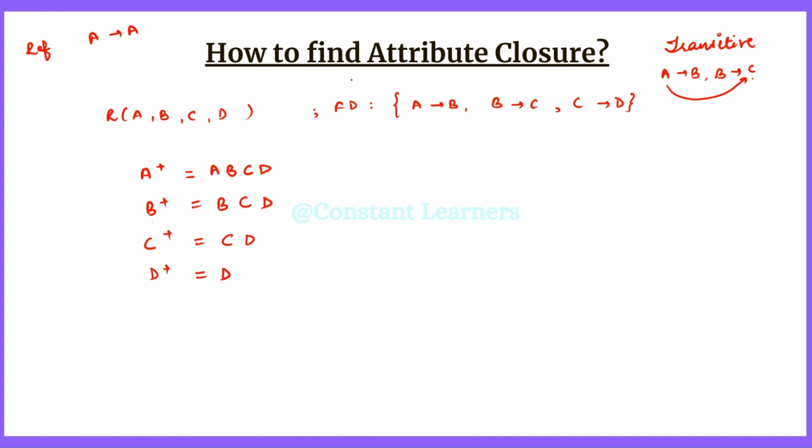All right. Now we can also find the attribute closures of a set of attributes. Right. That means A combined with B.